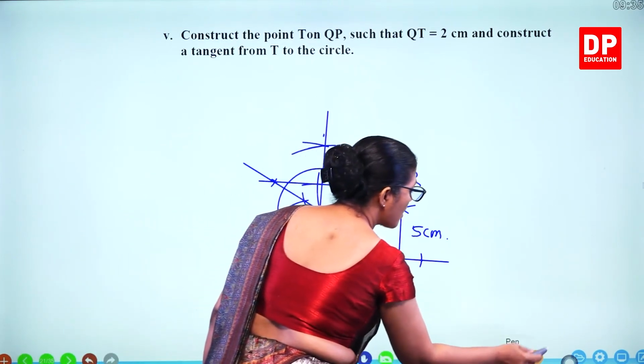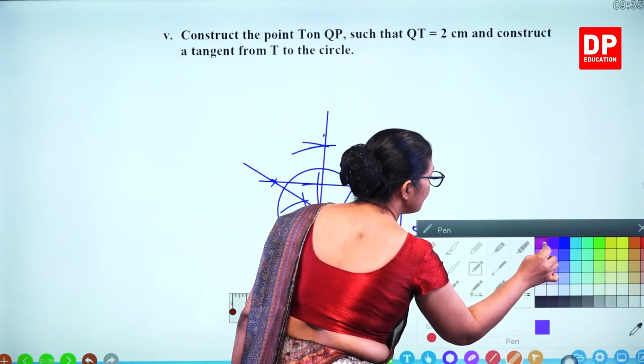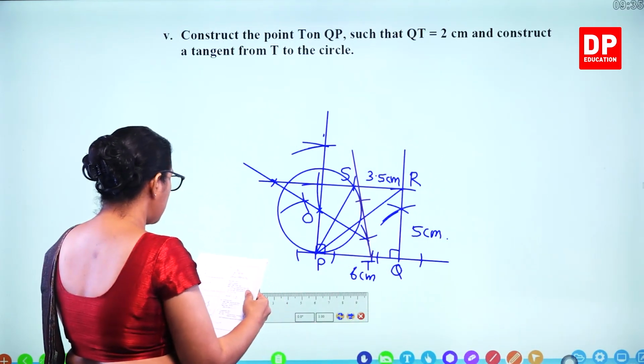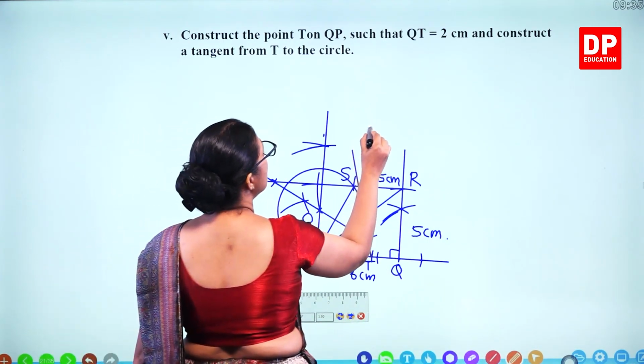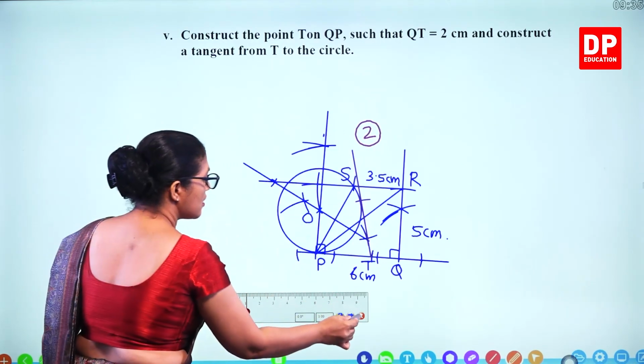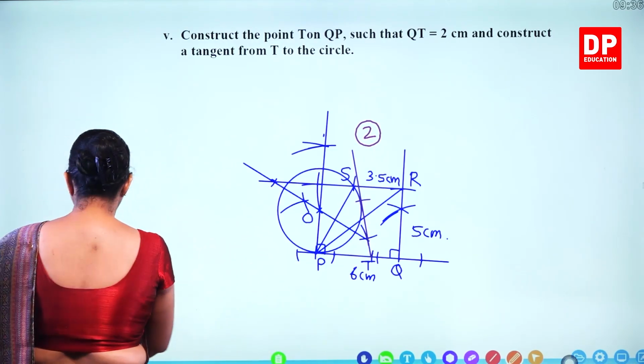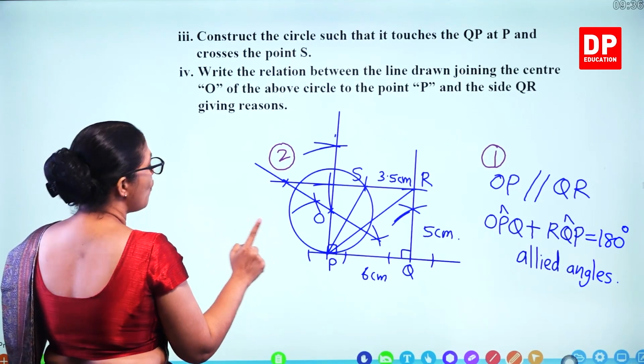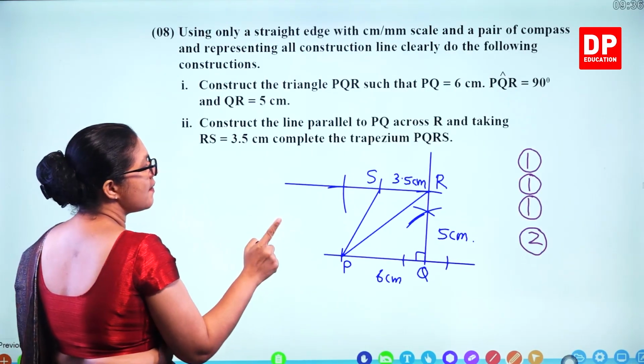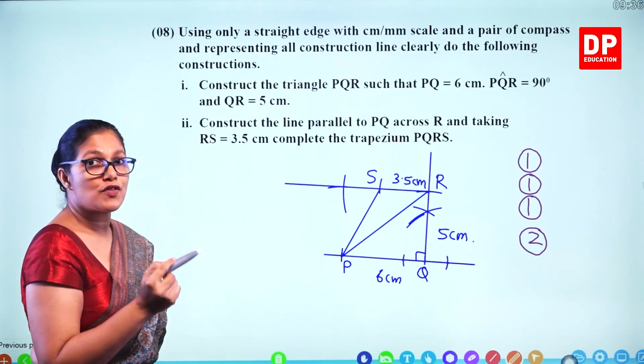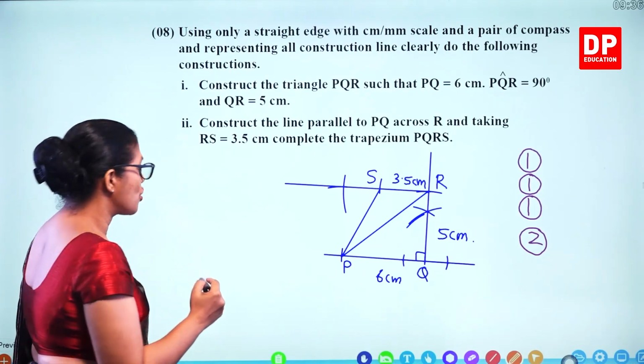So how many marks for that? You are getting 2 marks for drawing the tangent. So 2, 3, 4, 5, 6, 7, 8, 9, 10. So 10 marks for the construction question.